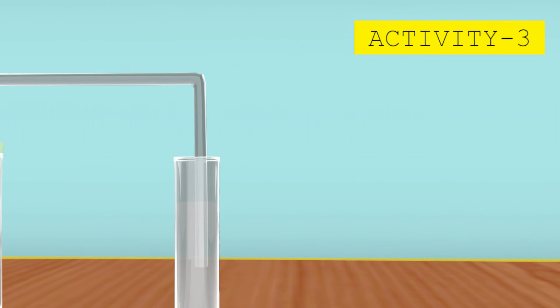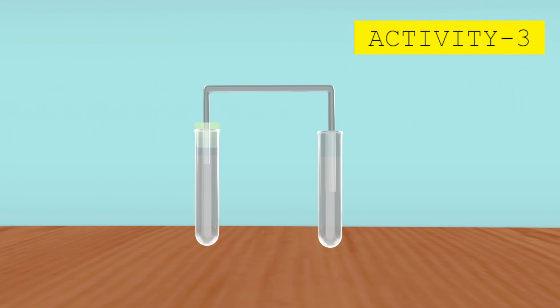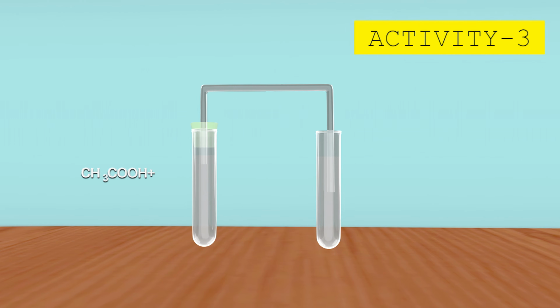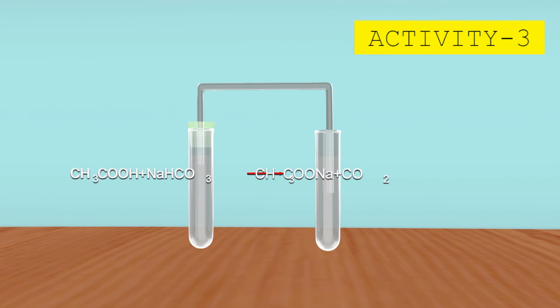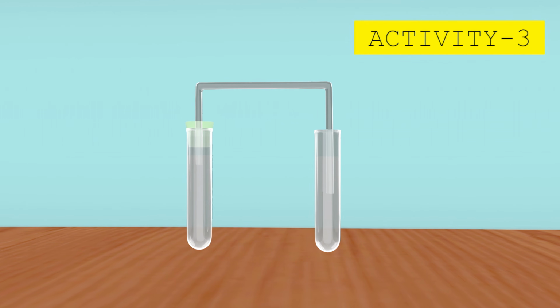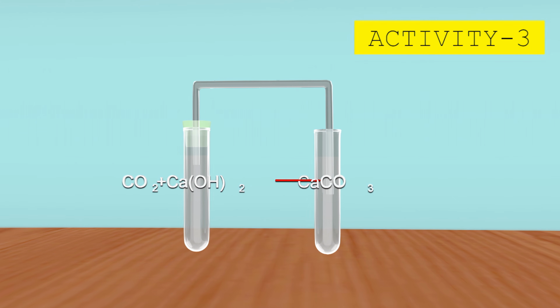The reactions taking place in this activity are: 1. Vinegar plus baking soda gives rise to carbon dioxide plus other substances. 2. Carbon dioxide plus lime water gives rise to calcium carbonate plus water.